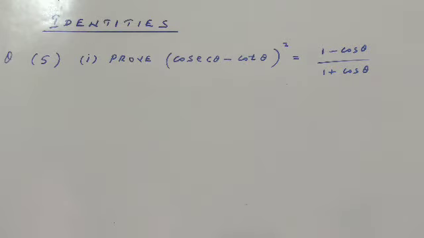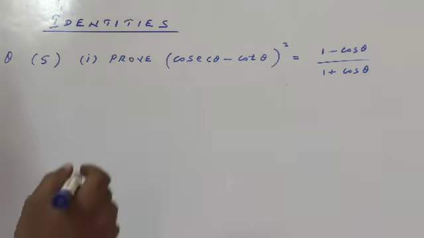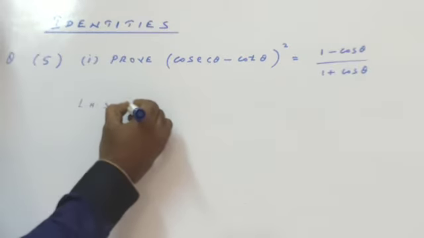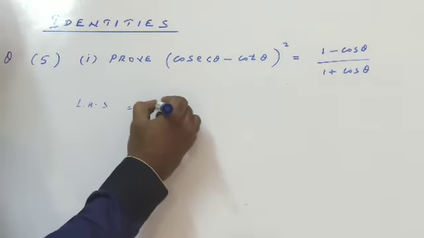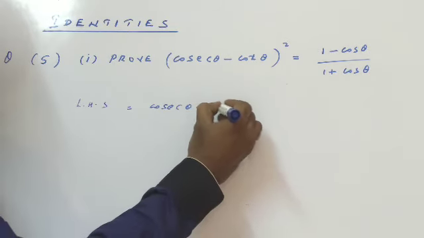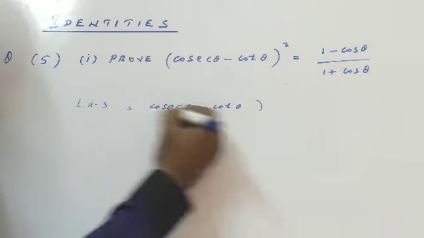In this problem, first subdivision in question number 5, we can solve this problem by taking LHS and proving RHS, or you can take the RHS side and prove the LHS side. Listen, first I am going to solve using LHS. Here LHS is cosecant theta minus cot theta, the whole square.